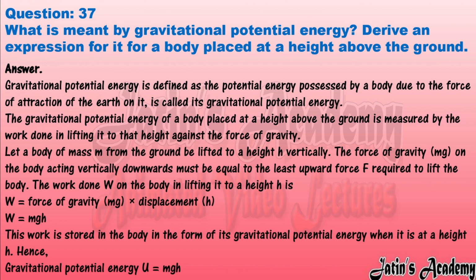Let a body of mass m from the ground be lifted to a height h vertically. The force of gravity, mg, on the body acting vertically downwards must be equal to the least upward force F required to lift the body. The work done W on the body in lifting it to a height h is W equals force of gravity, mg, times displacement, h. W equals mgh. This work is stored in the body in the form of its gravitational potential energy when it is at a height h. Hence, gravitational potential energy U equals mgh.